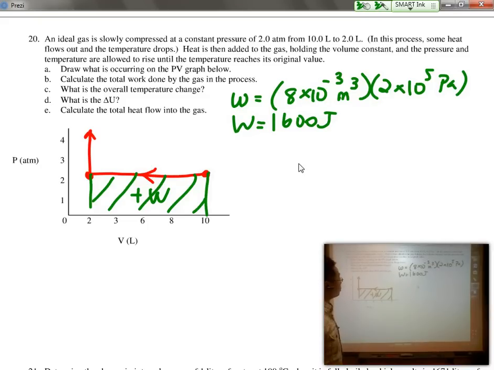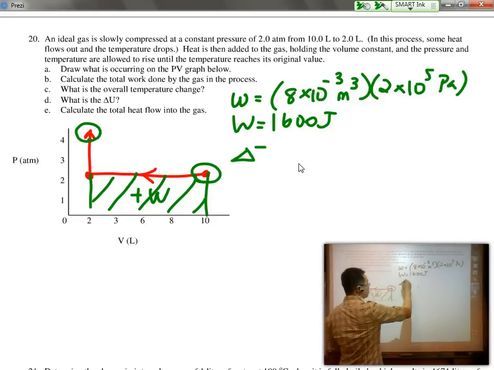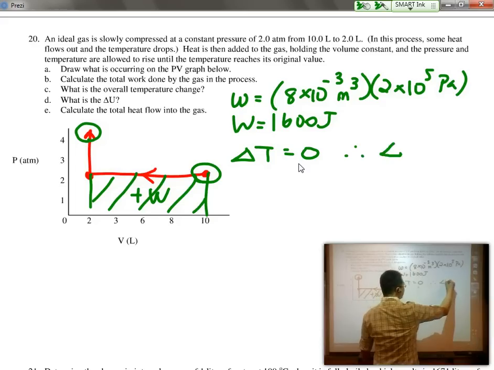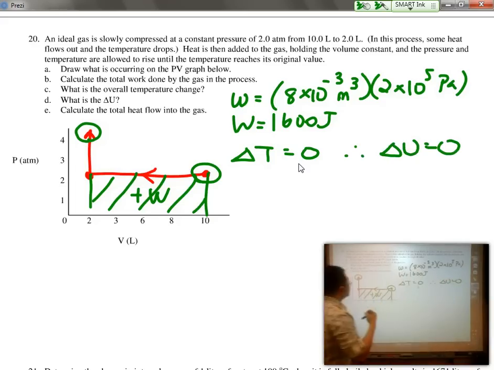What is the overall temperature change? Well, since the initial temperature and the final temperature are exactly the same, that means delta T is equal to 0, which of course therefore means that delta U is equal to 0 as well.